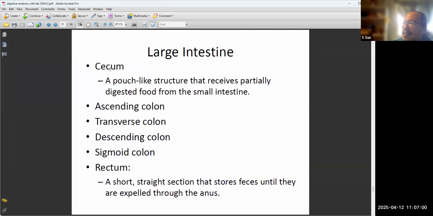In the large intestine, after the cecum, we have the ascending colon, transverse colon, descending colon, and the sigmoid colon. And then in the rectum, we get the feces ready, then we poop it out through the anus.